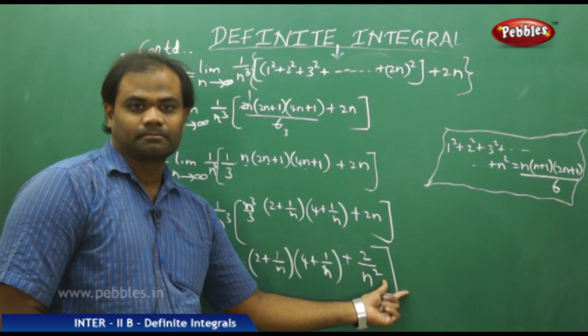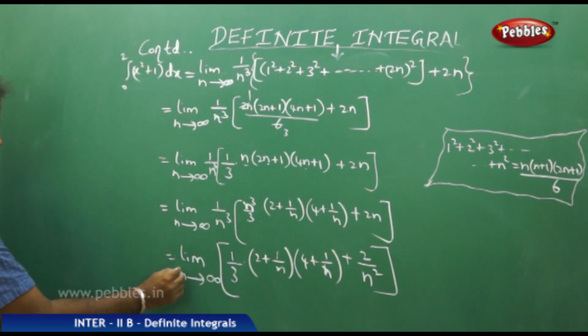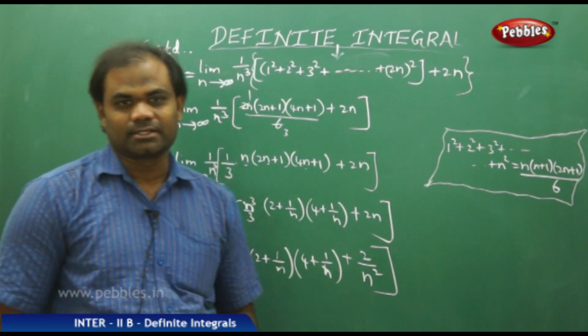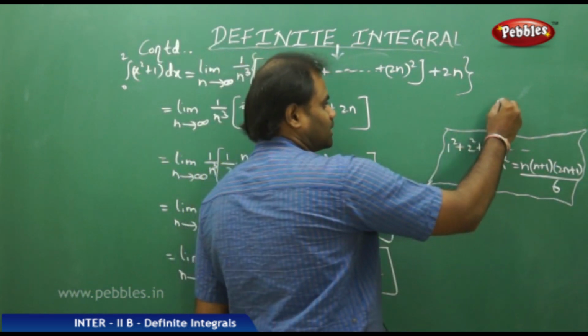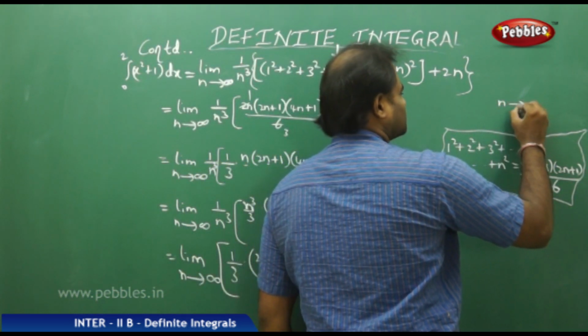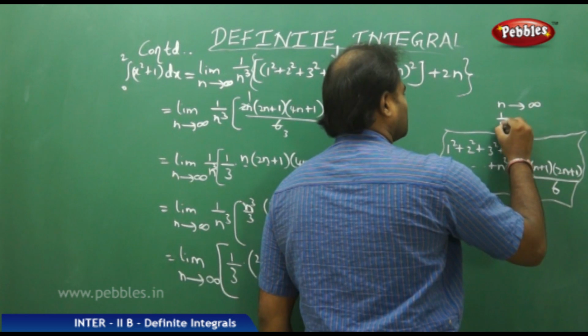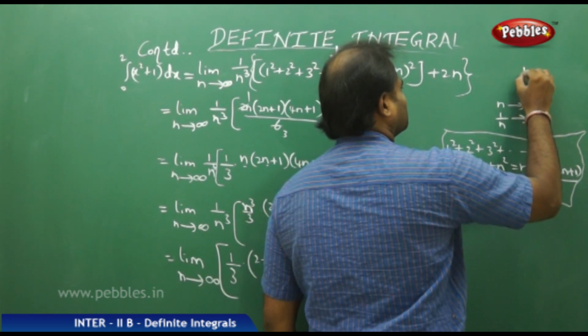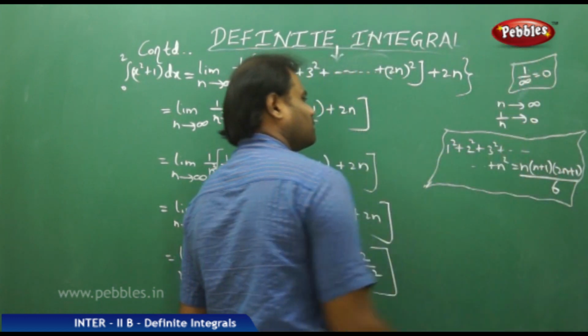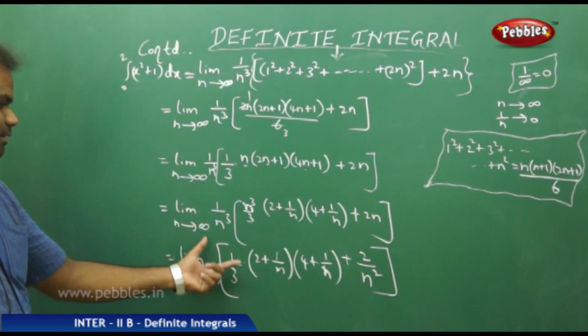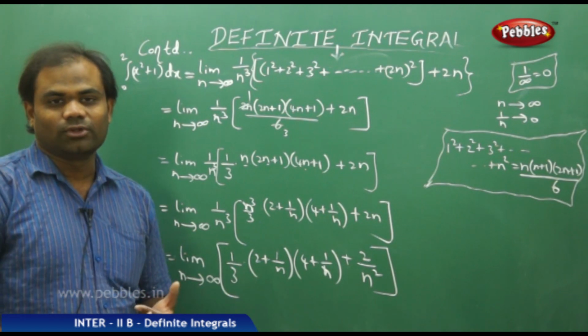plus this. Now next, I have n tending to infinity implies 1 by n tends to 0, because we have the property that when n tends to infinity, 1 by n tends to 0, simply because 1 by infinity is defined as 0. So using that, let's see what this further modifies to.